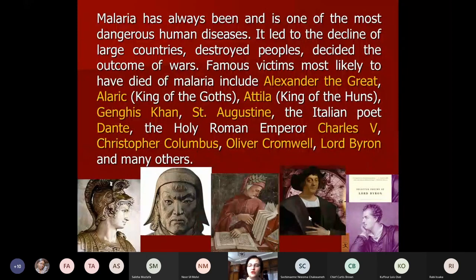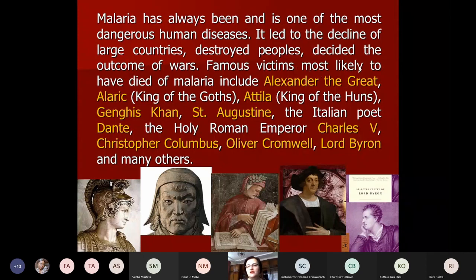Here you can see a lot of different famous persons of our history, humanity history. Malaria has always been and is one of the most dangerous human diseases. It led to the decline of large countries, destroyed peoples, decided the outcome of wars.